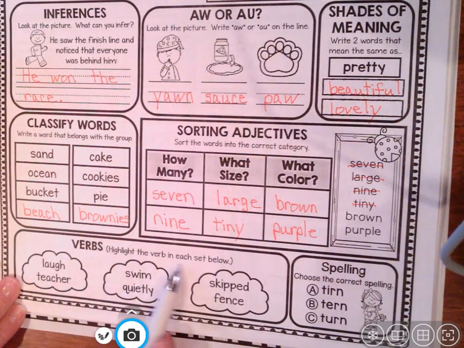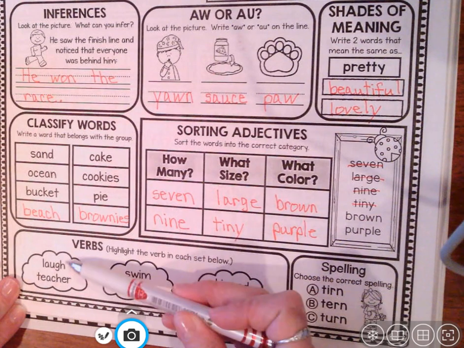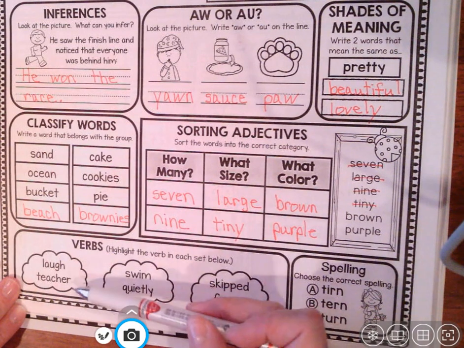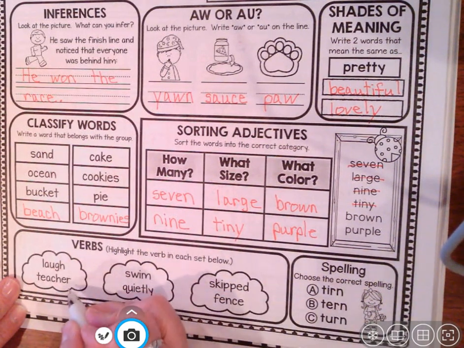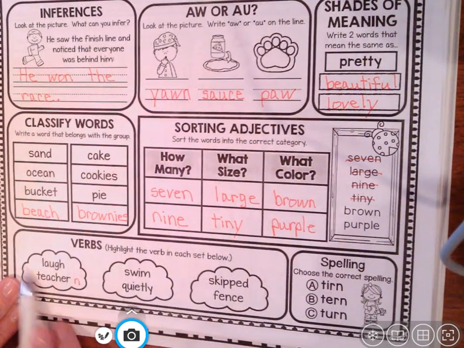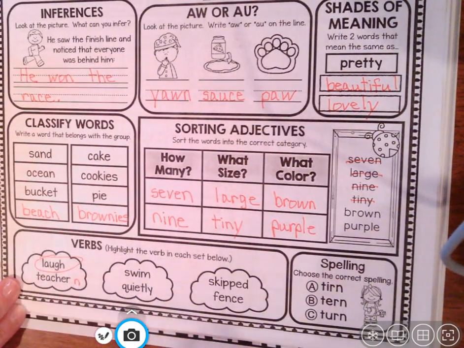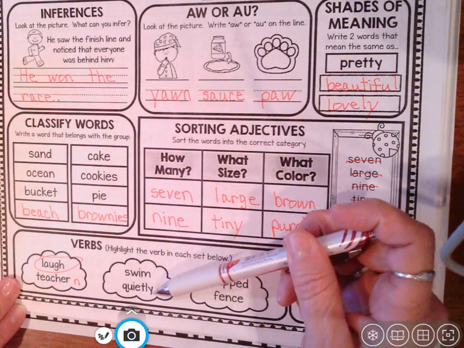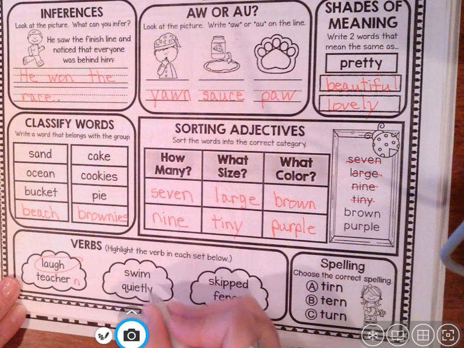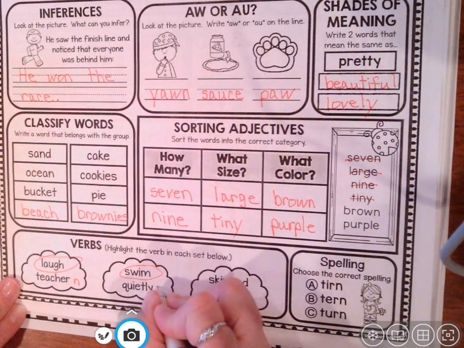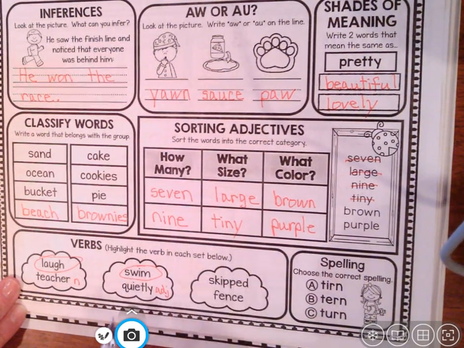Down here we have verbs. Highlight the verb in each set below. So we have laugh and we have teach. A verb is an action word. Teacher, I said teach, but it's teacher, is a noun. So let's write an N. So therefore laugh is something that you do. So let's circle laugh. Over here we have swim and quietly. Which one is an action? Swim. Quietly is actually an adverb because it's describing how someone does something.